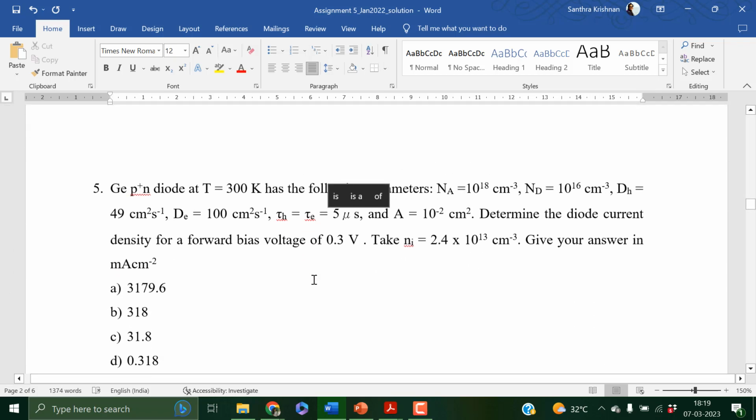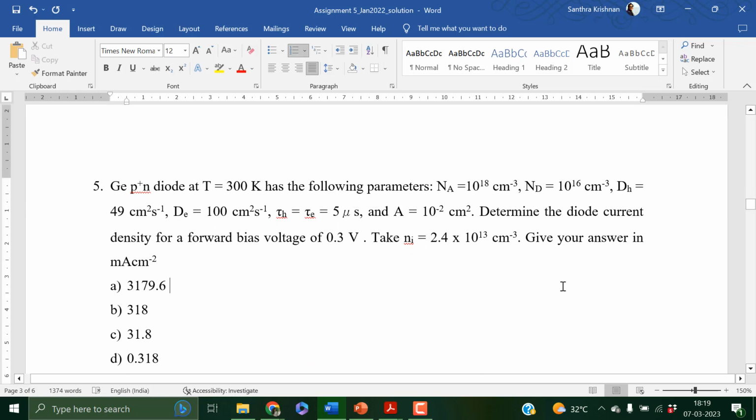So next is again a similar question. Again, the temperature is 300 Kelvin and Na and Nd are given. DH and DE are given. Now we have to determine the diode current density for a forward bias voltage of 0.3. Take Ni to be 2.4 into 10 power 30.